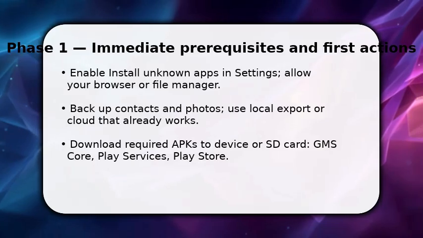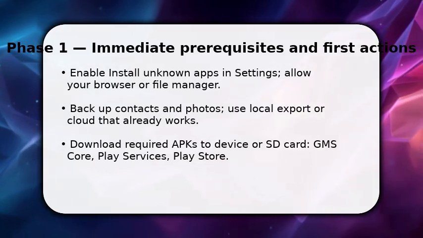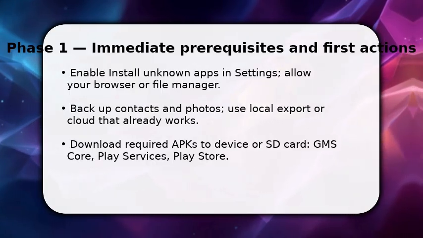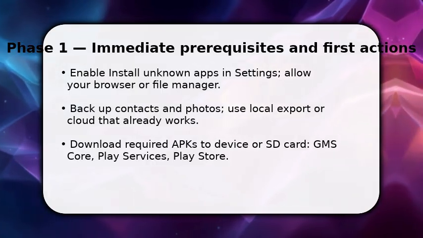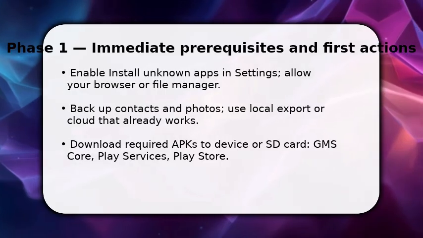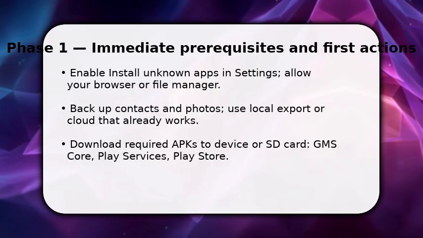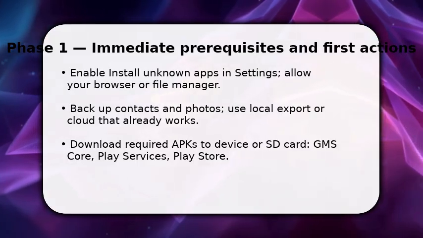You start by preparing the phone and securing your data. First, enable Install Unknown Apps so APKs can run. This is necessary because Huawei phones may block sideloads by default. Once done, export contacts and photos to local storage or a working cloud to avoid loss.